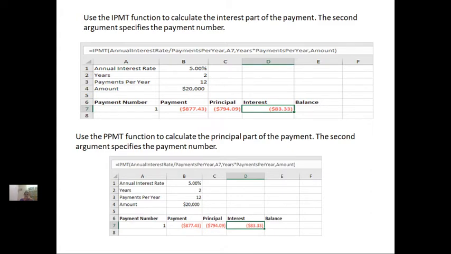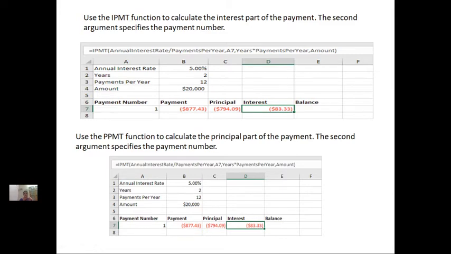Before we have seen the interest part of the payment. Here is the principal part of the payment, how much you have to pay monthly for the loan you have taken. Now the annual interest rate is 5.00%, years is 2, payments per year is 12, amount $20,000. Payment number, payment, principal, interest. So students, these are the other financial functions we have seen in this slide.